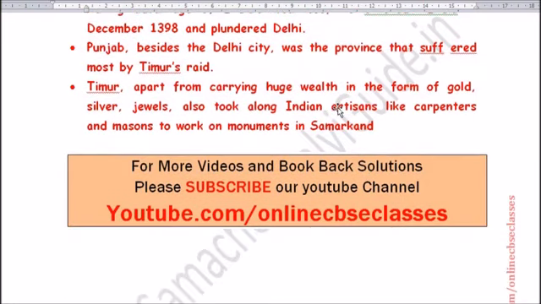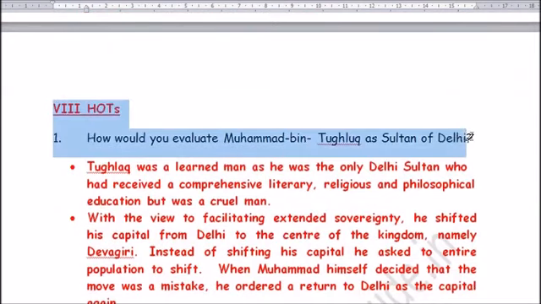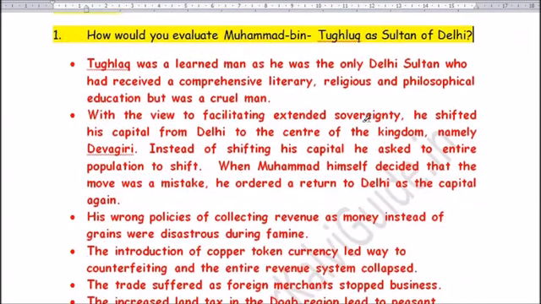Question number 8, HOTS. How would you evaluate Muhammad bin Tughlaq as Sultan of Delhi? Tughlaq was a learned man, as he was the only Delhi Sultan who had received a comprehensive literary, religious and philosophical education. But he was a cruel man. With the view of facilitating extended sovereignty, he shifted his capital from Delhi to the center of the kingdom, namely Devagiri. Instead of shifting the capital, he asked the entire population to shift.